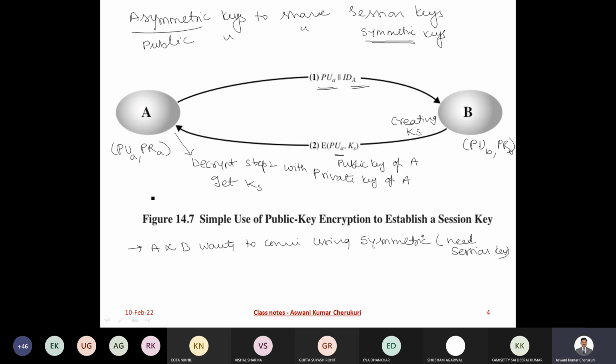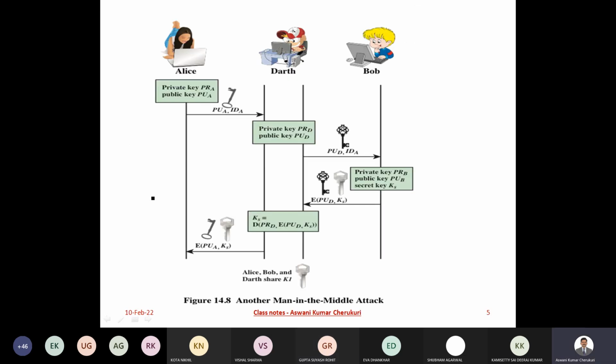Yeah, authentication is the exact answer. What is the kind of attack it will introduce? It introduces man in the middle. Is it man in the middle? Yes.